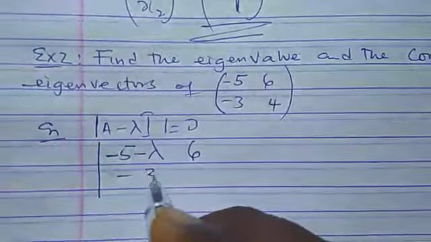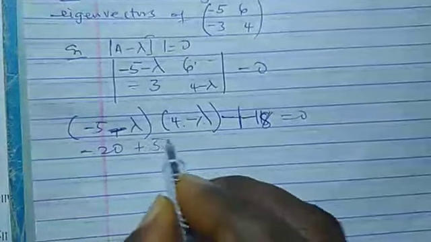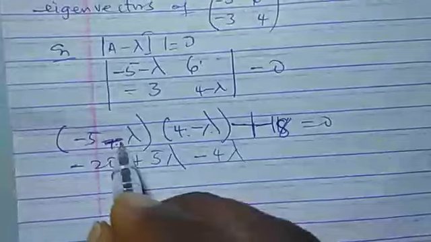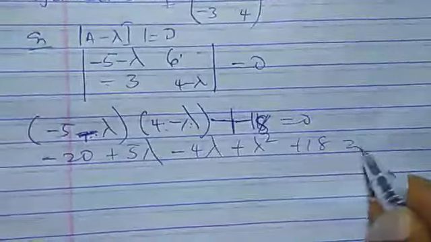You multiply these two. That is minus 5 minus lambda into 4 minus lambda, minus 6 times minus 3 is minus 18, equal to 0. So it will make this place to be plus. From that place, I can expand. This will be minus 20, minus 5 times minus lambda, that is plus 5 lambda, minus lambda times 4, minus 4 lambda, minus lambda times minus lambda, plus lambda square, plus 18 equal to 0.